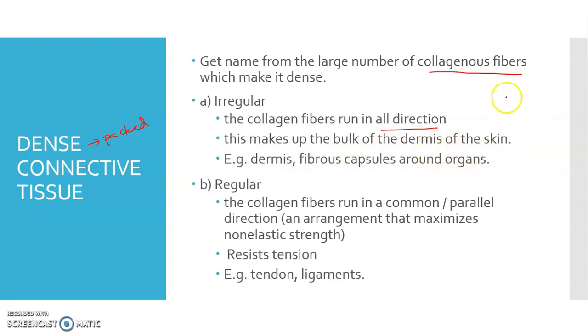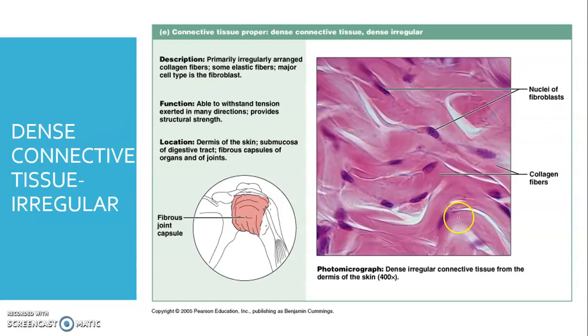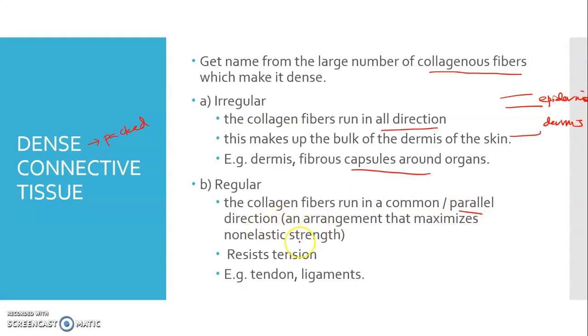Now you know the dermis of the skin. This is the epidermis, and here this is the dermis, a layer of skin. So in the dermis, there are lots of irregular dense connective tissue, and also around the fibrous capsule around the organs. For the regular, the collagen fibers run in a common, quite parallel direction, and are used to resist tension. So that's why it can be found in the tendons and also the ligaments.